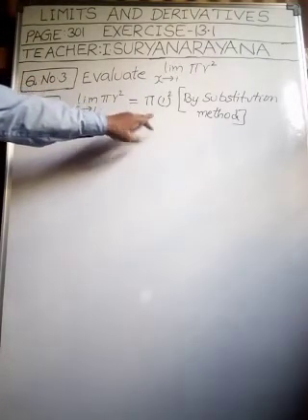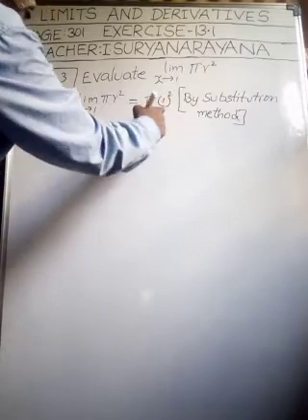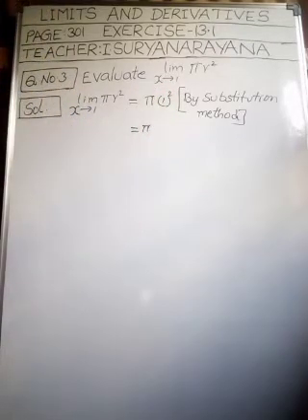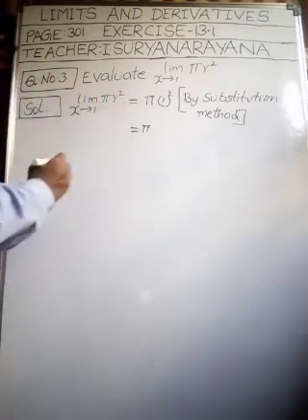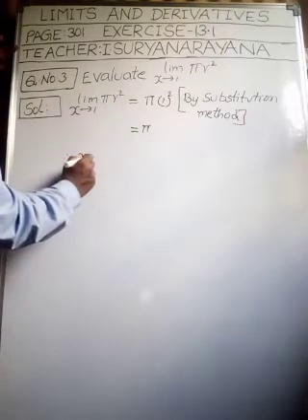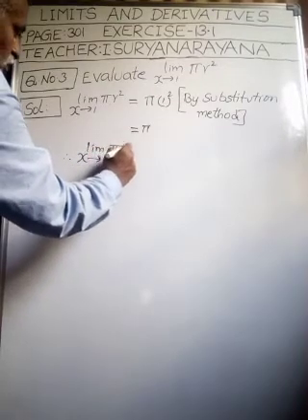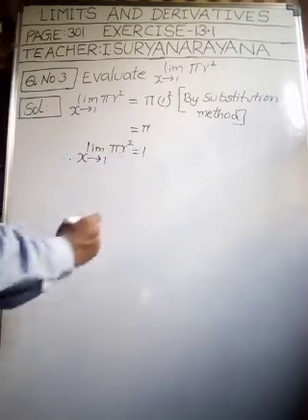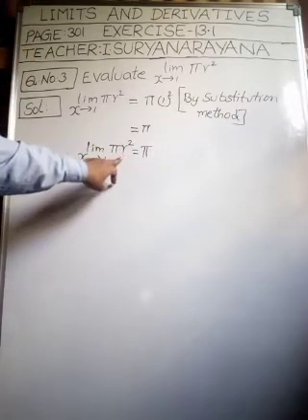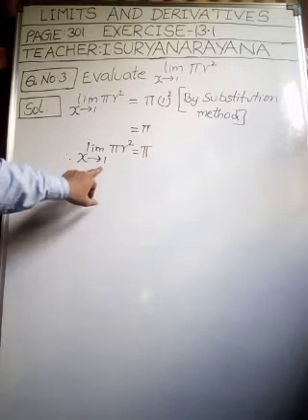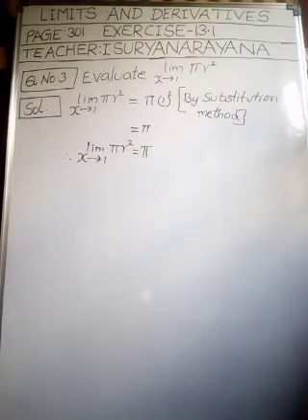Understood this step, my dear children? Right. That is equal to pi into 1 square. What is the value of 1 square? 1. So pi into 1, pi only. This is the limit of this function. Therefore, as x tends to 1, limit of pi r square is equal to pi. So this is the limit of this function as x is approaching 1. Understood? Right.